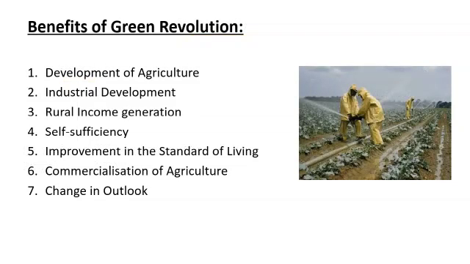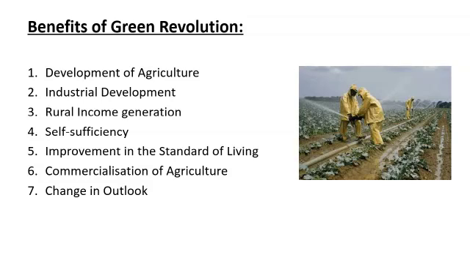Benefits of Green Revolution. Number 1, development of agriculture. Due to the Green Revolution, agriculture developed considerably. As a result, agricultural production also increased. Due to this reason, farmers felt some sense of stability. Number 2, industrial development. Big industries like tractors, chemicals, fertilizers were established as a result of the Green Revolution. In this way, there is a favorable impact of the Green Revolution on industrial development.